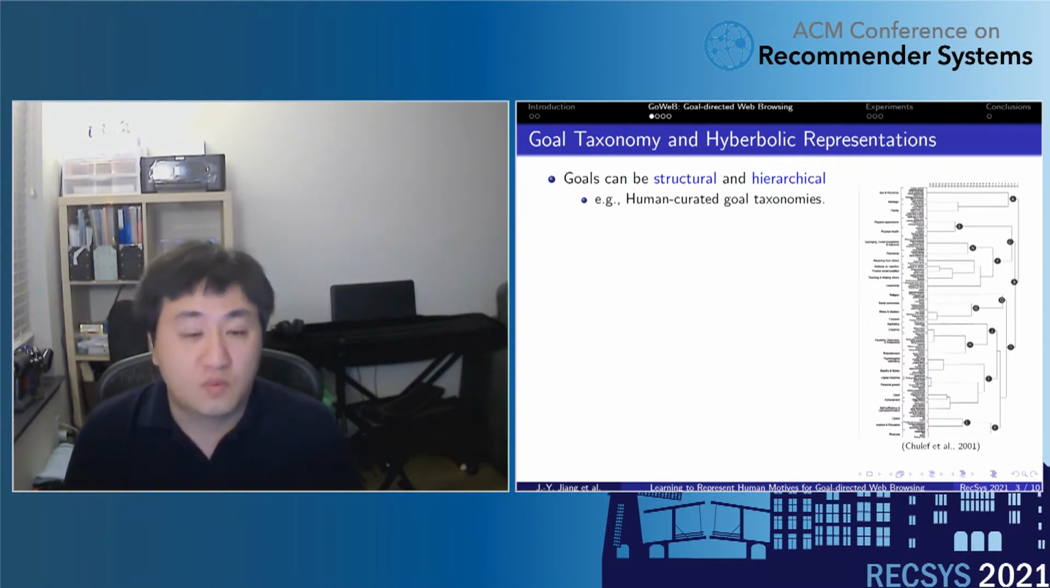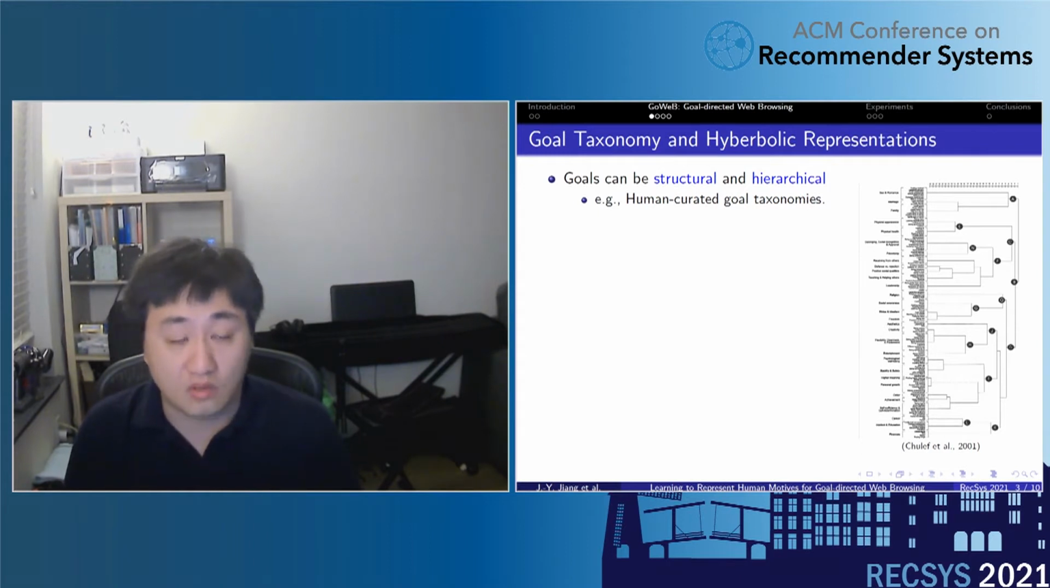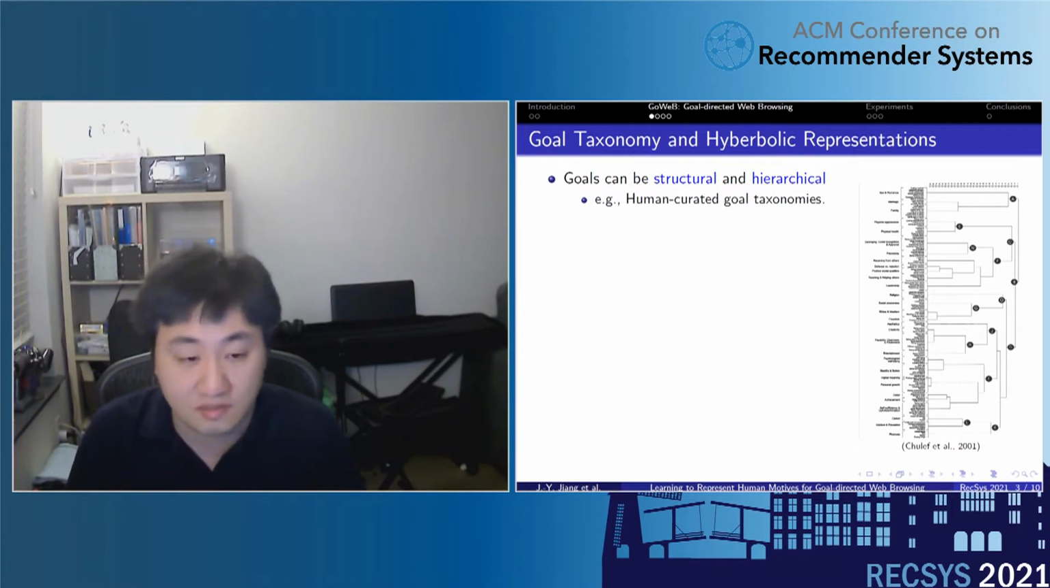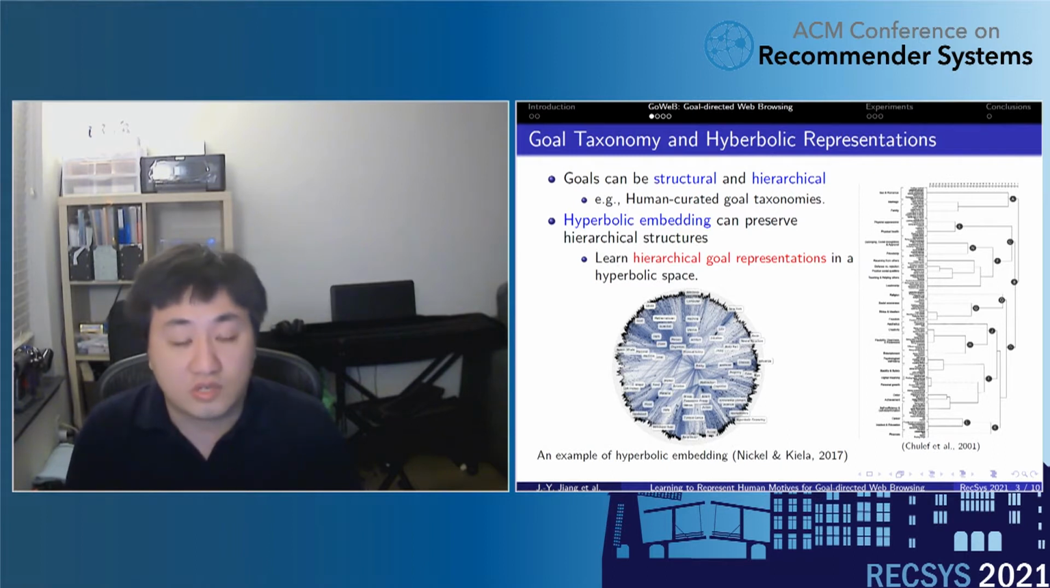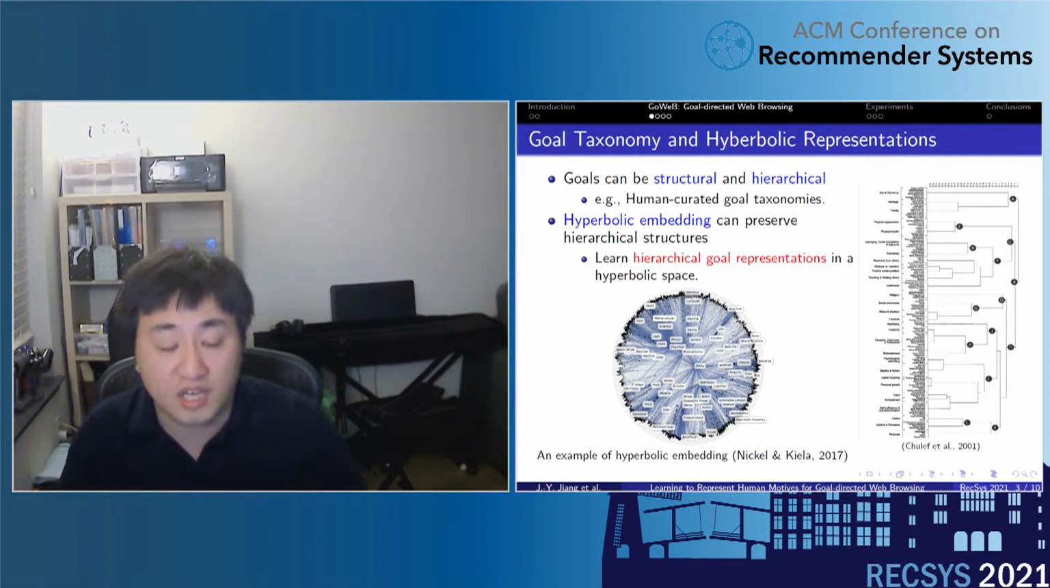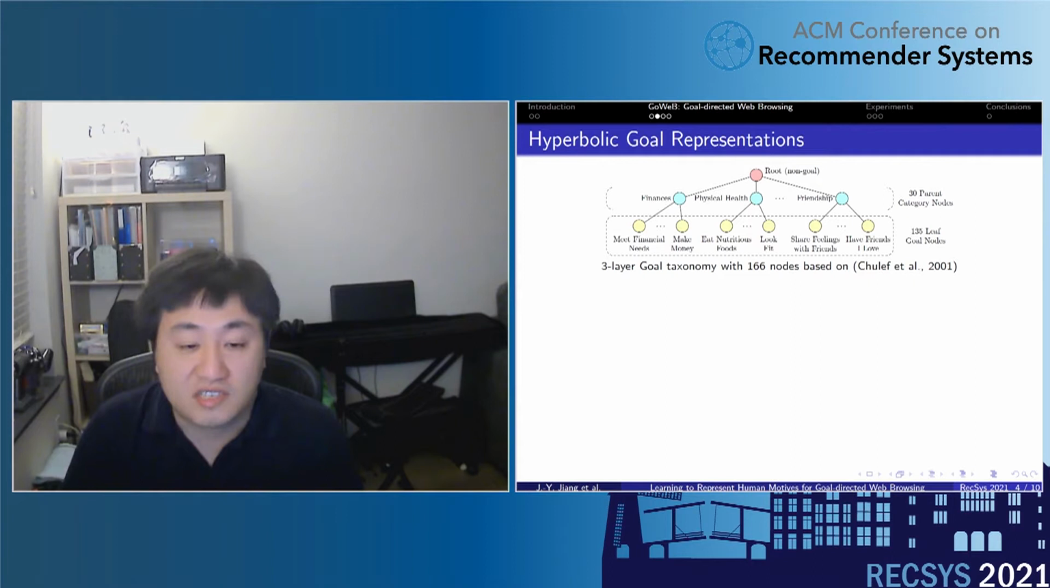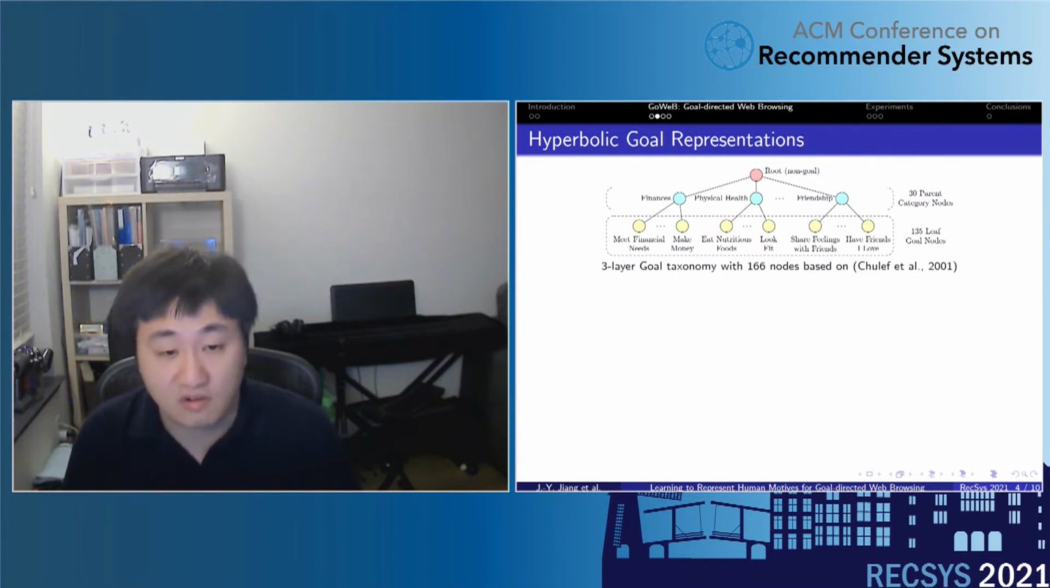In this work, we focus on modeling the goal taxonomy, because goals are usually structured and hierarchical. In the humanities domains, lots of experts have already created and curated goal hierarchies. In order to model them, we propose to use hyperbolic embedding to preserve the hierarchical structure. We will learn hierarchical goal representations in a hyperbolic space so that the hierarchical information can be preserved inside the embedding.